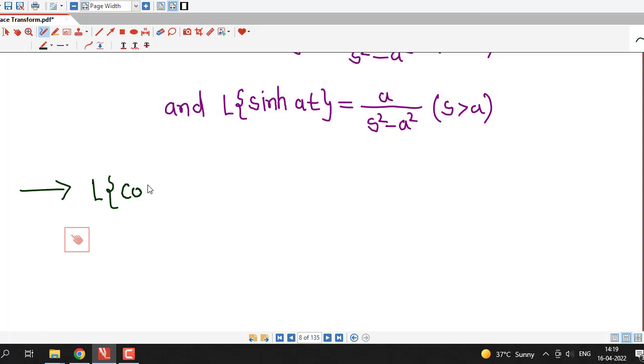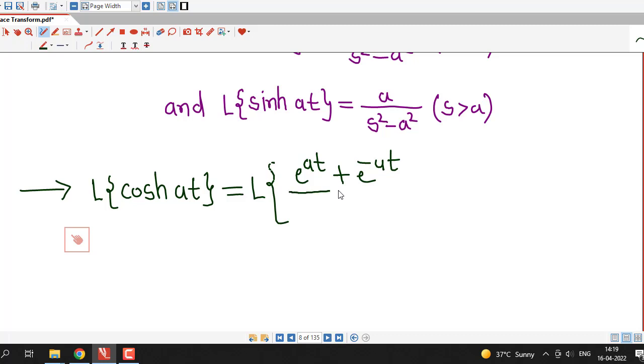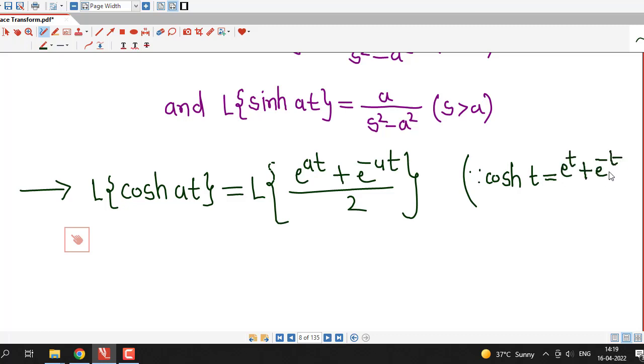First we find out Laplace transform of cos hyperbolic at. So first we replace cos hyperbolic at by the definition. It is e raised to at plus e raised to minus at divided by 2. This is by definition of Laplace transform. We know that whenever we have cos hyperbolic t, then it is defined as e raised to t plus e raised to minus t divided by 2. Instead of t we have at, so we replace t by at in this formula.